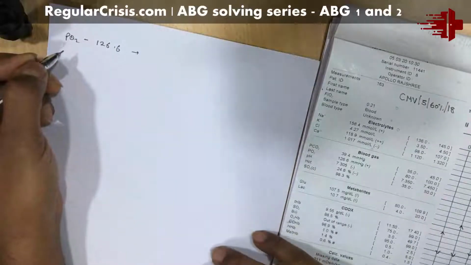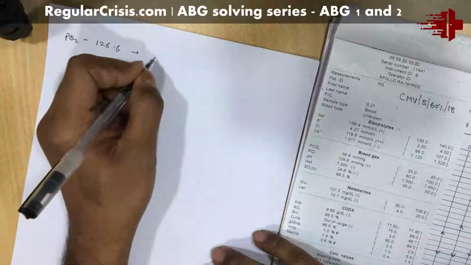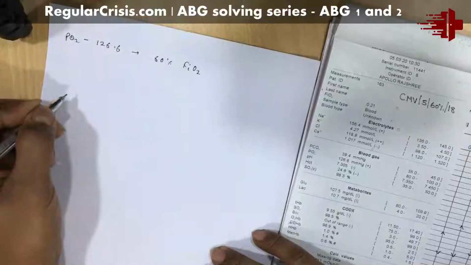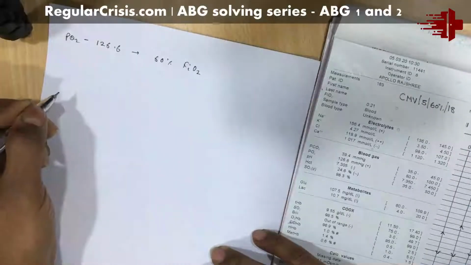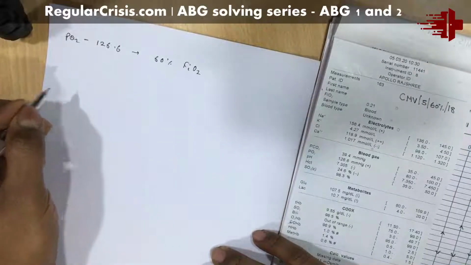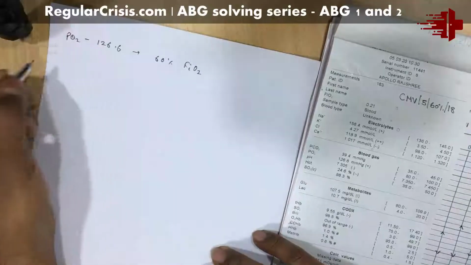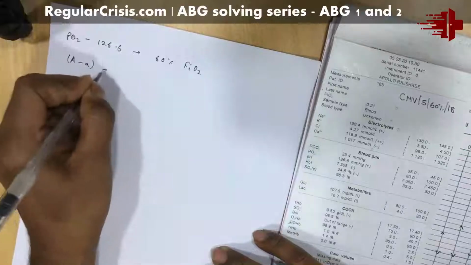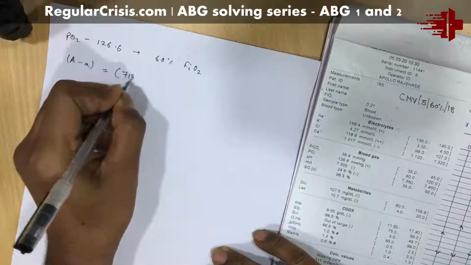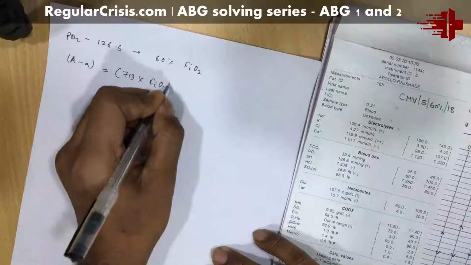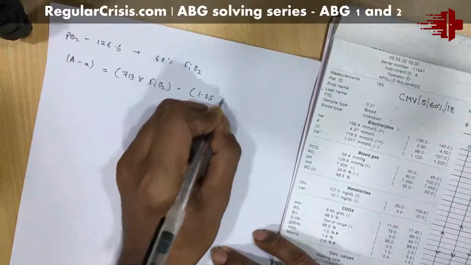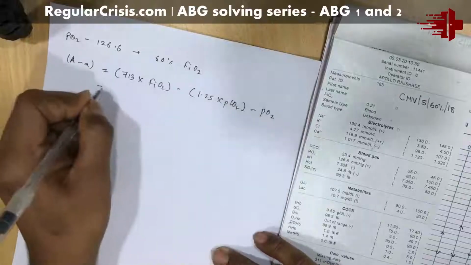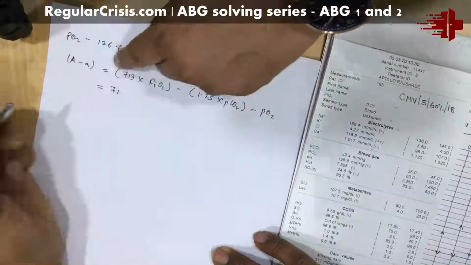On how much FiO2 is he? He is on 60% FiO2 right now. Compared to 60%, this PO2 level in the blood is low. So we need to find out whether the lungs are abnormal or normal. We'll calculate with the AA gradient, the alveolar arterial gradient. How is the formula calculated? It is 713 into FiO2 minus 1.25 into PCO2, bracket close, minus PO2.